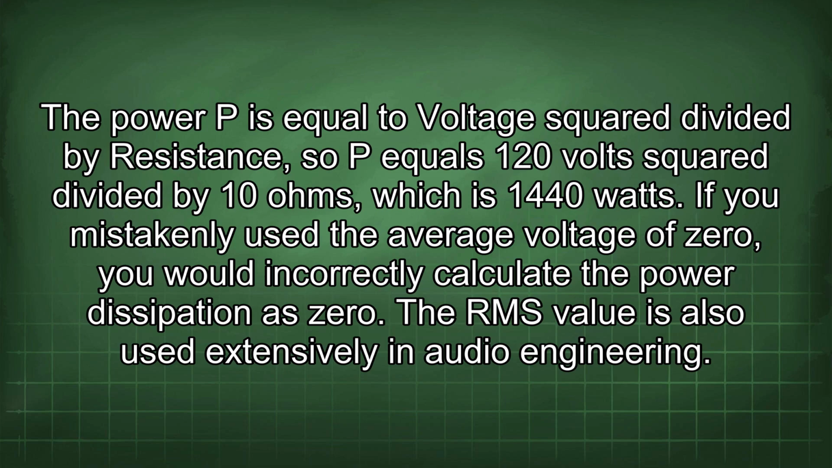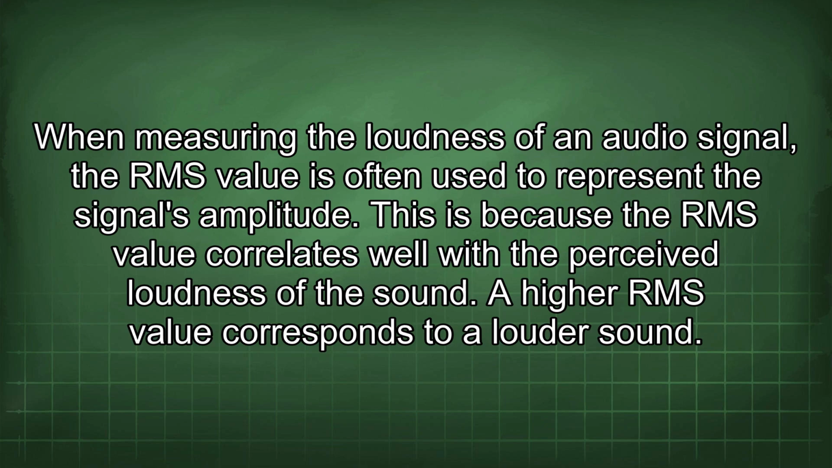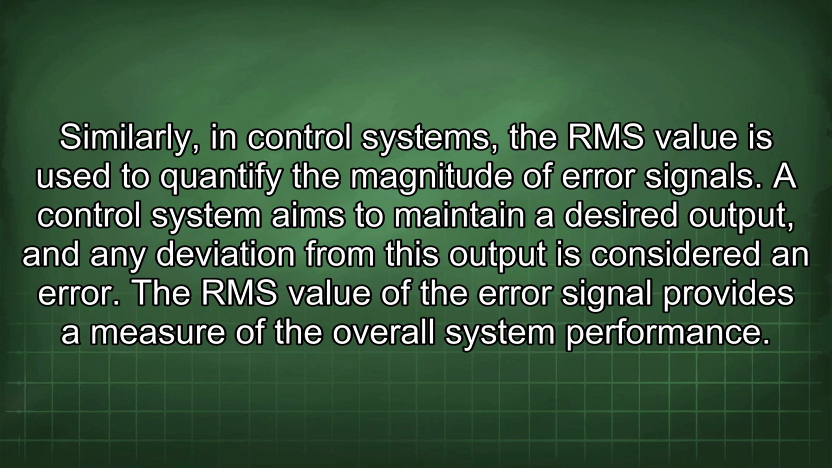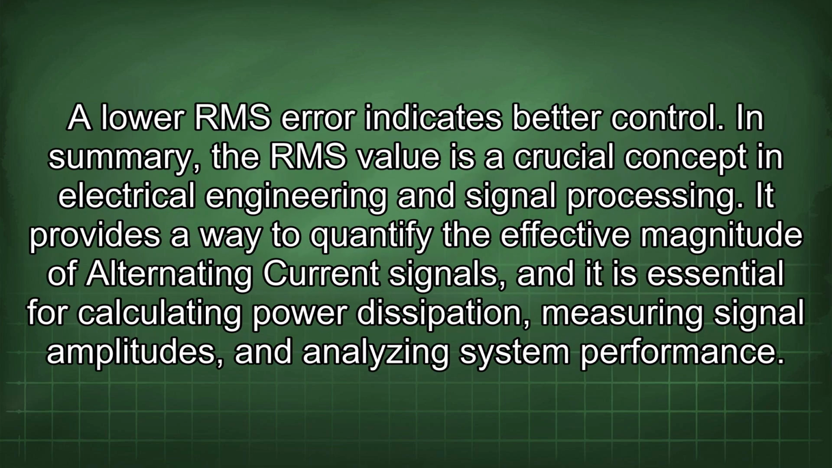The RMS value is also used extensively in audio engineering. When measuring the loudness of an audio signal, the RMS value is often used to represent the signal's amplitude. This is because the RMS value correlates well with the perceived loudness of the sound. A higher RMS value corresponds to a louder sound. Similarly, in control systems, the RMS value is used to quantify the magnitude of error signals. A control system aims to maintain a desired output, and any deviation from this output is considered an error. The RMS value of the error signal provides a measure of the overall system performance. A lower RMS error indicates better control.